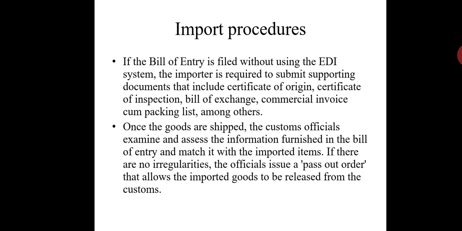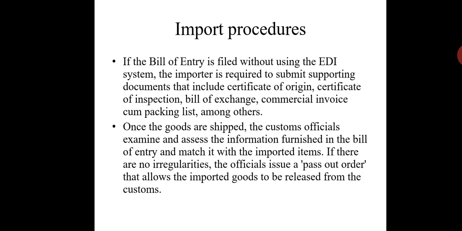Bill of exchange means the transaction you have done with the company, with the bank or with the exporter. Okay, next is commercial invoice cum packing list. Here packing list or commercial invoice means what all ingredients are in your package. Packing list is usually a list in which there is complete knowledge about what things are inside the pack. Okay, these are the minimum things you need to submit with the bill of entry.